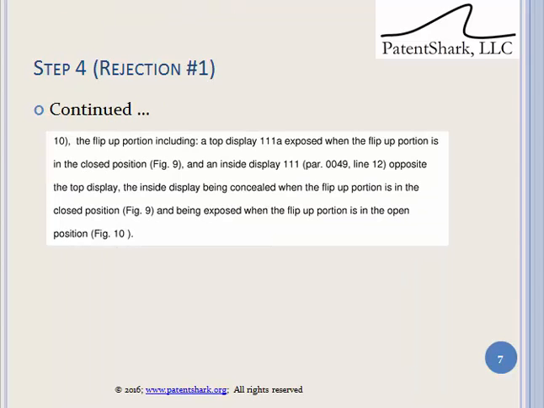The examiner continues with this first rejection and talks about the flip-up portion, and he talks about the top display as well as the inside display, and again pinpoints us to Figures 9 and 10 as well as paragraph 49 of the Cheng reference.